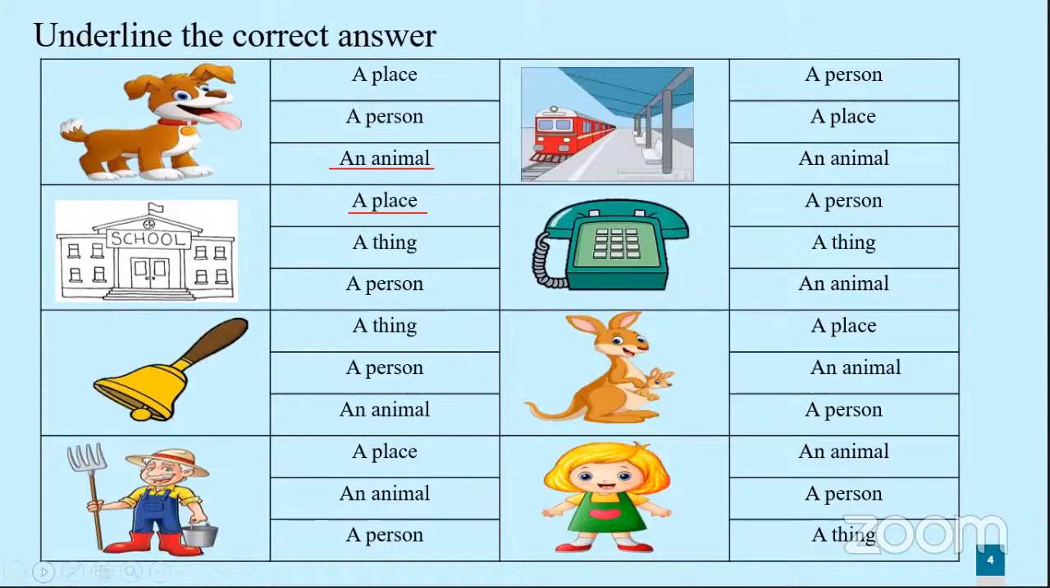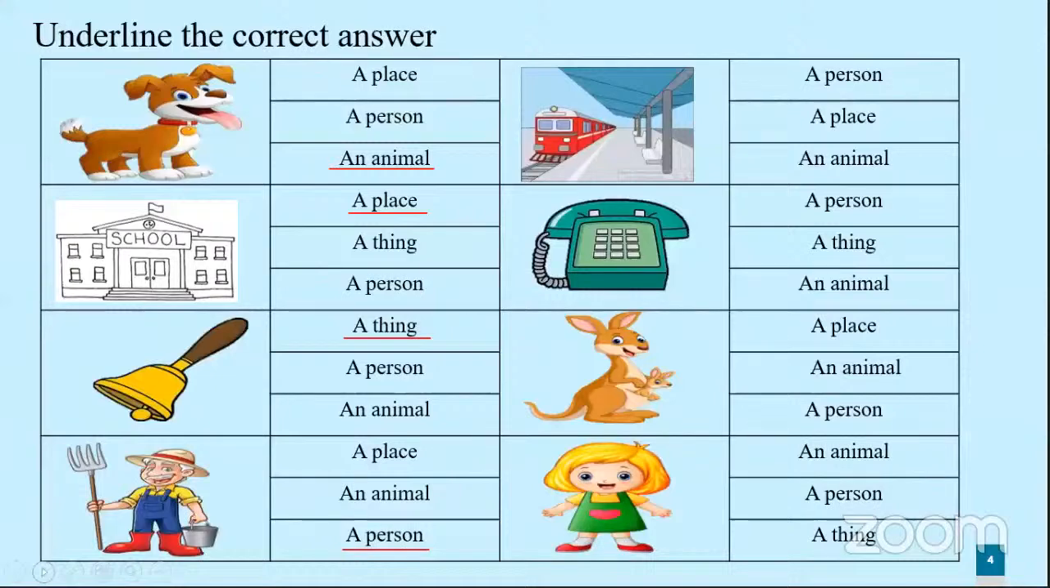And you can see a picture of a bell there. So we know that it's not a person, it's not an animal. So the answer is a thing. And in the next picture, you can see a farmer, and there are three words: a place, an animal, a person. So the correct answer is a person.